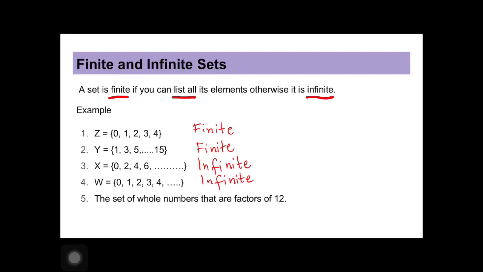Next, moving on. Number 5, the set of whole numbers that are factors of 12. When we say factors, those are numbers that when you multiply, give you a product of 12. So what are those numbers? You have 1 times 12, 2 times 6, and 3 times 4. How many are those? 1, 2, 3, 4, 5, and 6. Can we list them all? Yes. So this is finite.